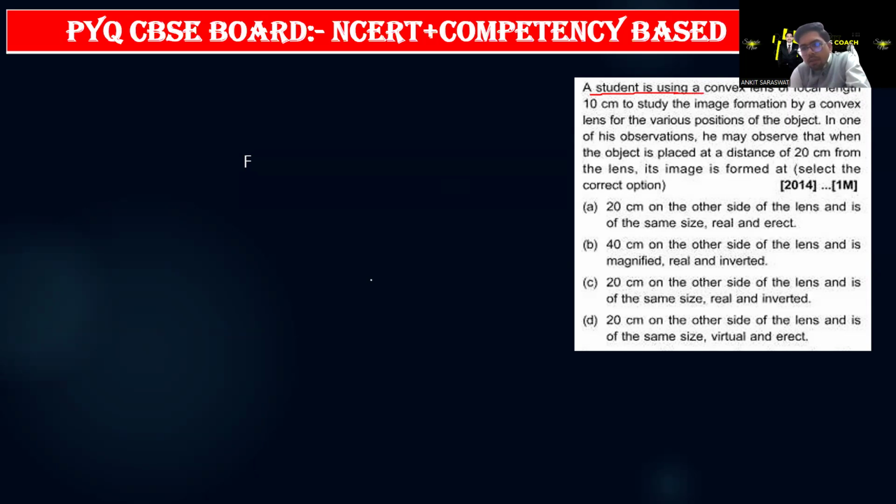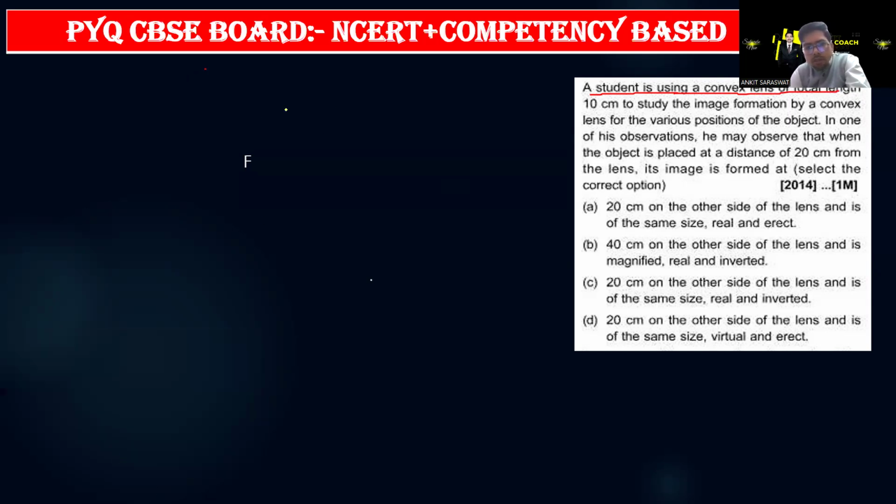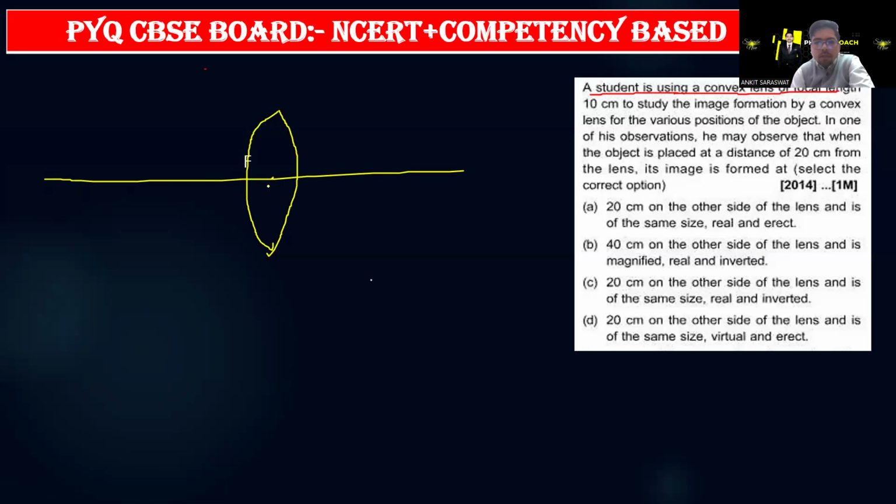A student is using a convex lens of focal length 10 centimeter. So write down, he is using a convex lens. Now draw the convex lens. Clear? Roughly you can draw. Like this is the convex lens, optical center. Clear? Now what the question is saying is that its focal length is 10 centimeter. It means f will be 10.